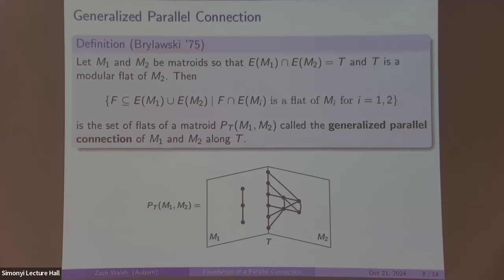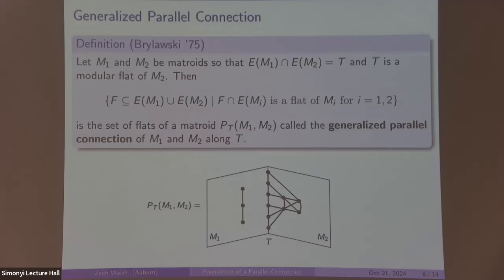Let's say we have two matroids, M1 and M2. Their ground sets agree on some common set T, and T satisfies one condition. It is a modular flat of the second matroid. What this means is that if I take T and any other flat of the matroid, they satisfy the submodular rank inequality with equality. That's what modular flat means.